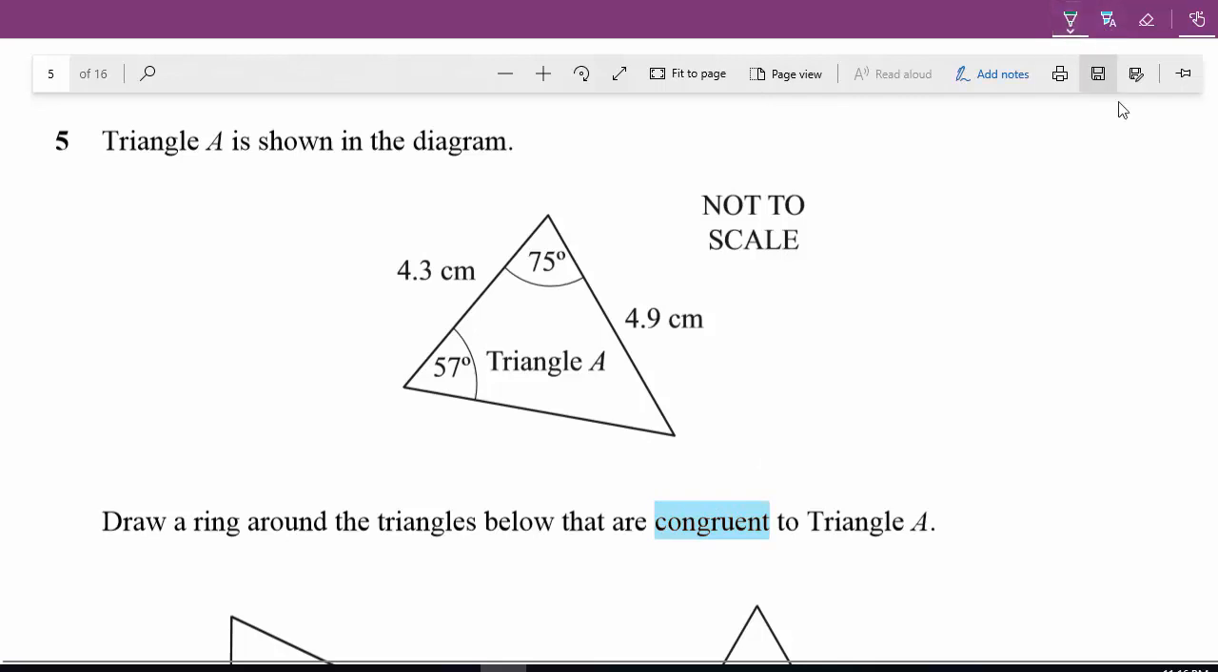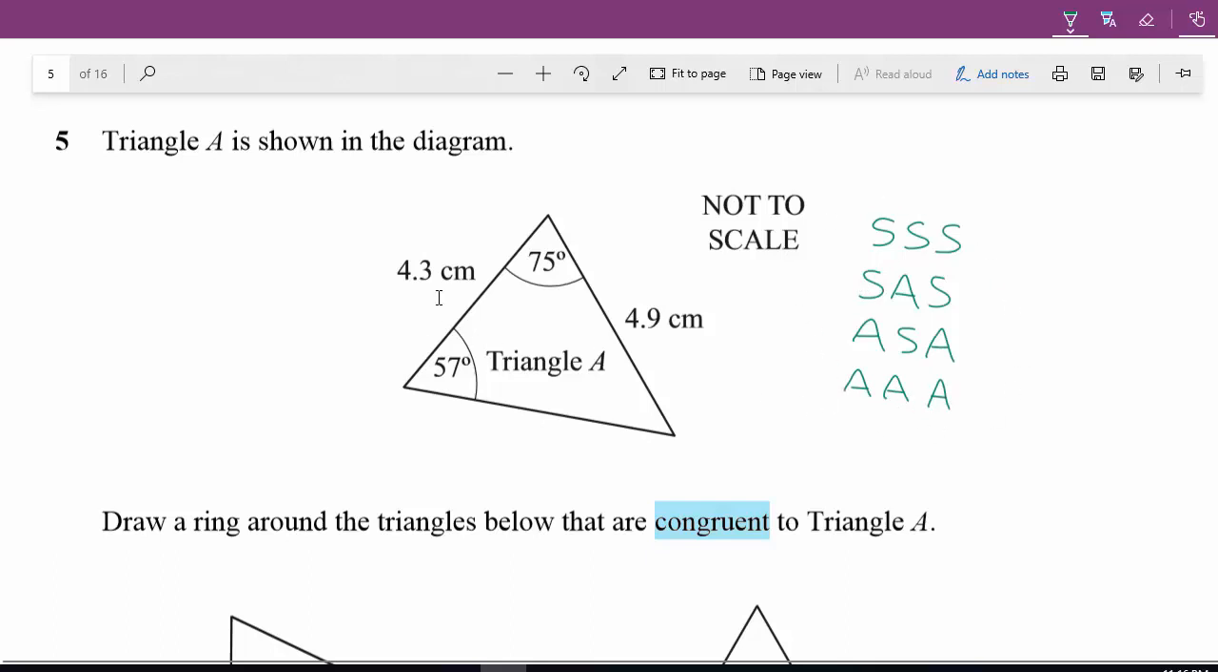Congruent has some rules. Two triangles are congruent if they have all the sides equal, SSS, or if they have two sides with the angle between them equal, or if they have two angles with the side between them equal, or if they have all angles equal. These are the only 4 cases of congruence.